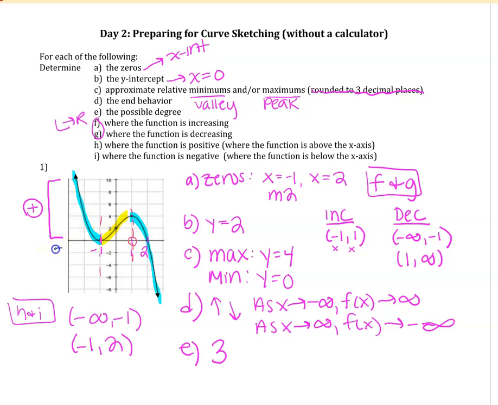Now, negative is anything below the x-axis. So I see one chunk right here. That is where the function is below the x-axis. So that looks like it's from 2 to infinity. So to label this again, this is where it's positive. And that second one right there is where it's negative. And that's all the terminology that we would have to know for curve sketching. So we're going to do the exact same thing again with the next example.